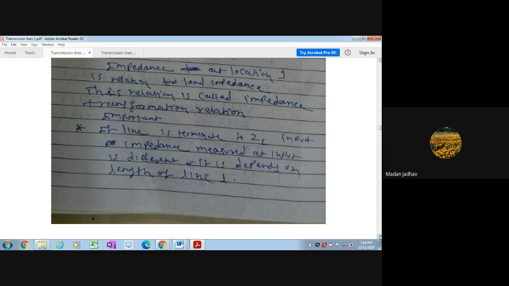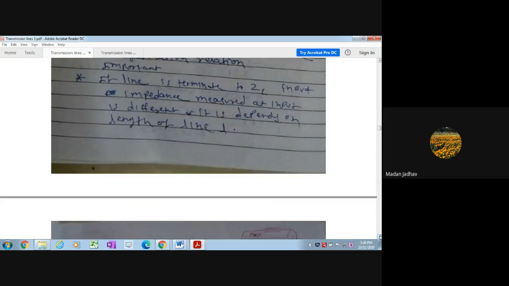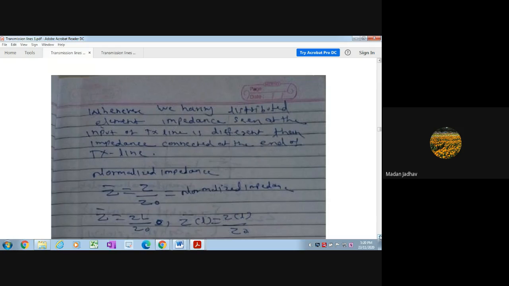Depending upon the load impedance connected to the transmission line, the input impedance also changes. The input impedance of the transmission line also depends upon ZL and upon the length of the transmission line. Therefore, we will see the equation in normalized form.